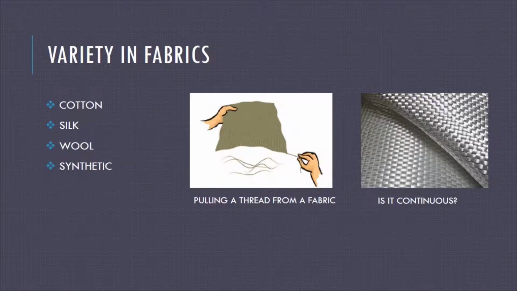Now, in this picture, you can see a thread is being pulled from a fabric. It indicates that fabric is made up of one or more threads that are interconnected with each other. In the next picture, you can see an interconnection clearly. Here they have asked one question, is it continuous? For instance, if you look into a fabric at a longer distance, you can see it is continuous. Continuous means there isn't any holes present in the fabric. But since the fabric was made out of interconnected yarns, it is not continuous.